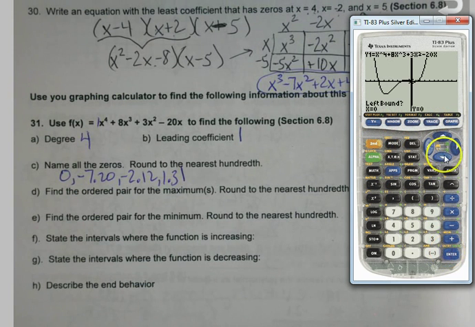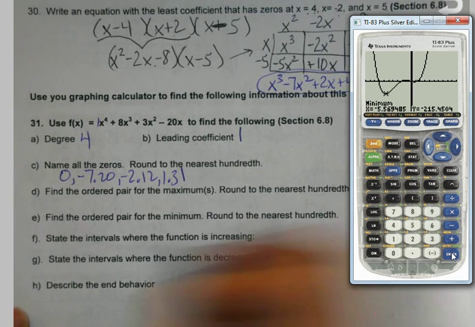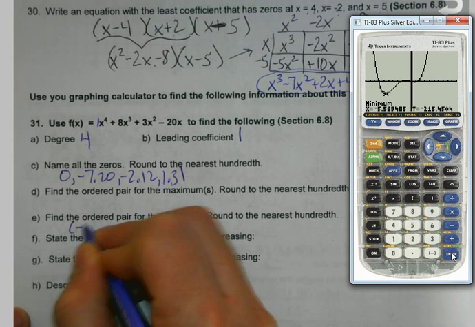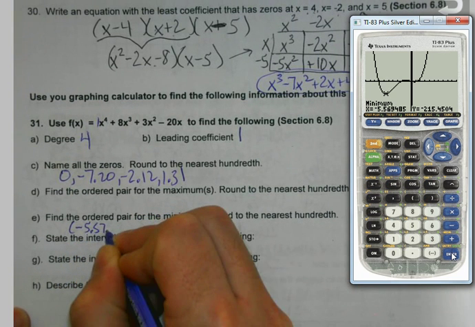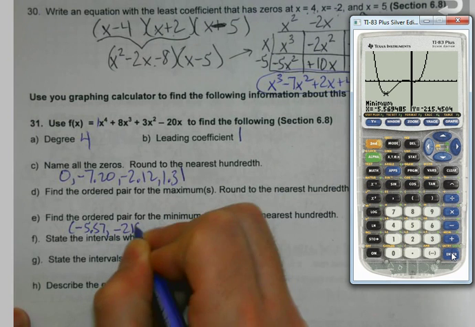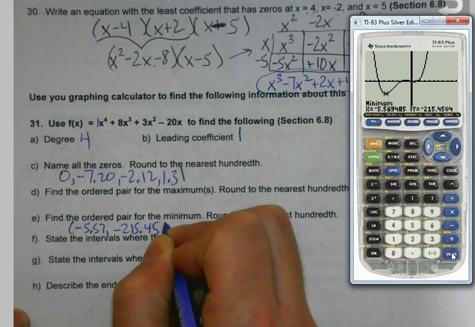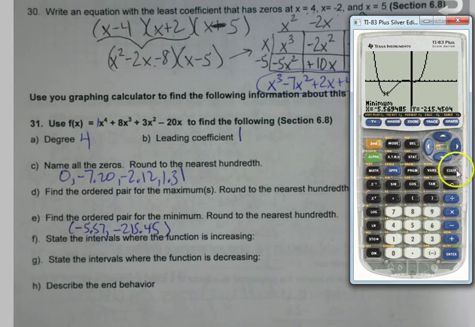So again, I'm trying to trap this point down here somewhere. So anywhere to the left of it would be good. Anywhere to the right of it would be good. So I have a minimum at negative 5.57, negative 215.45. Holy moly. But then you're like, ooh, that's kind of squished in.